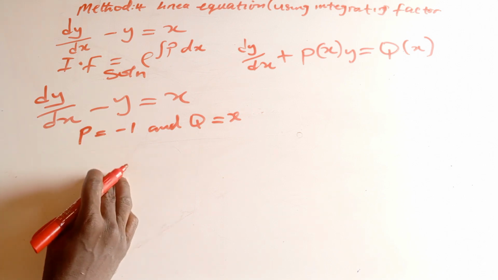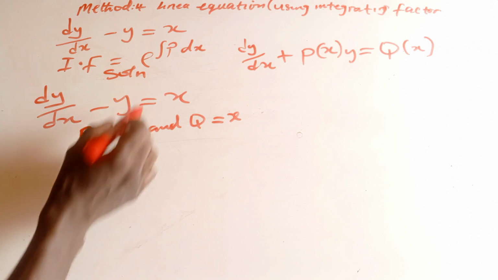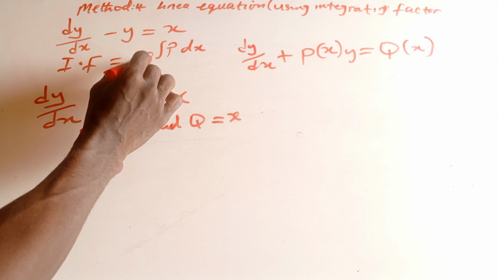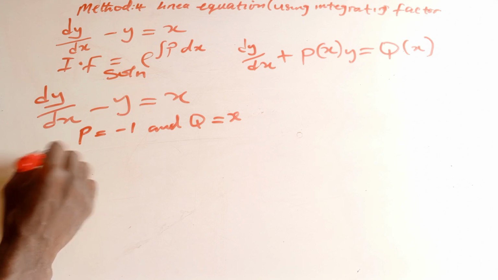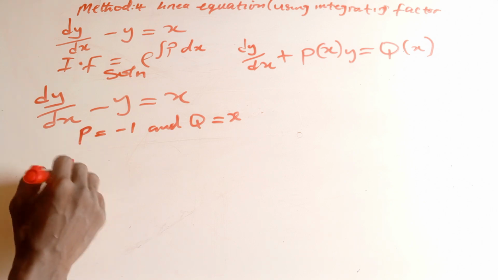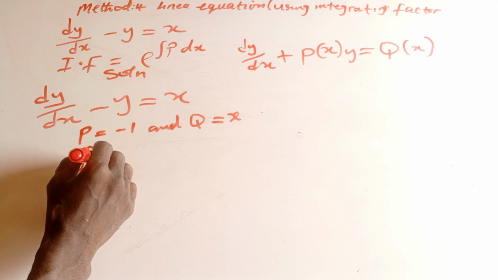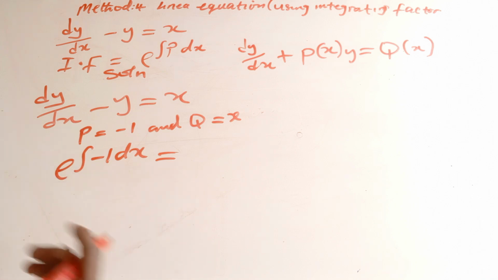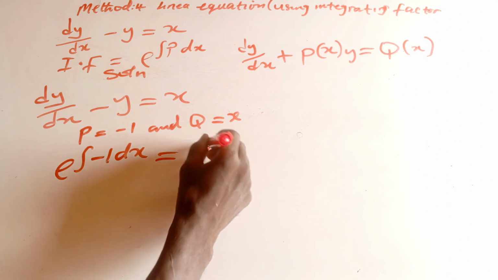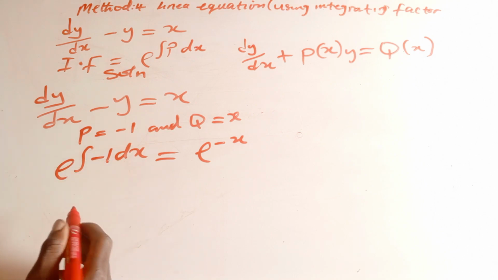Now we are going to integrate p. Since our integrating factor says we take the exponential of the integral of p dx, we now have the exponential of the integral of minus 1 dx. If you integrate this, the integrating factor here will be exponential minus x.